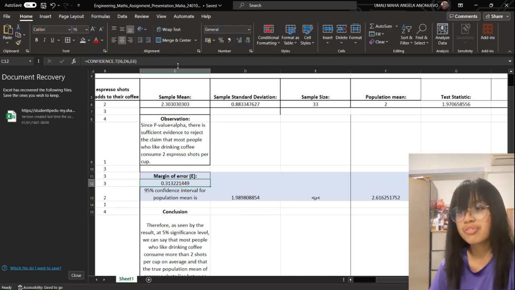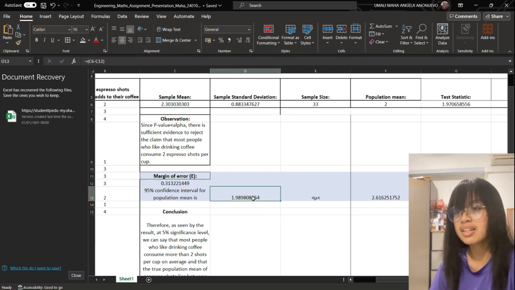Last but not least, we need to find the confidence interval at 95%. To calculate the lower limit, we key in C6 minus C12. C6 is defined as the sample mean, while C12 is defined as the margin of error E. Consequently, to obtain the upper limit, we key in C6 plus C12.